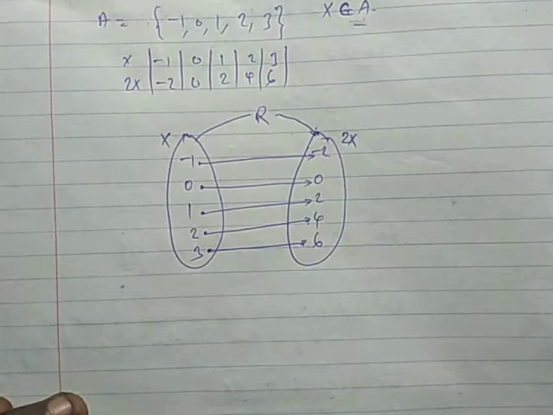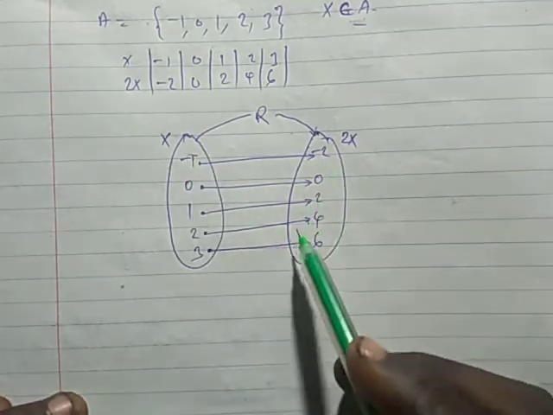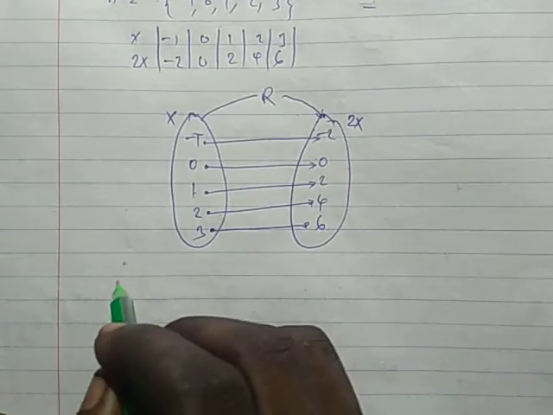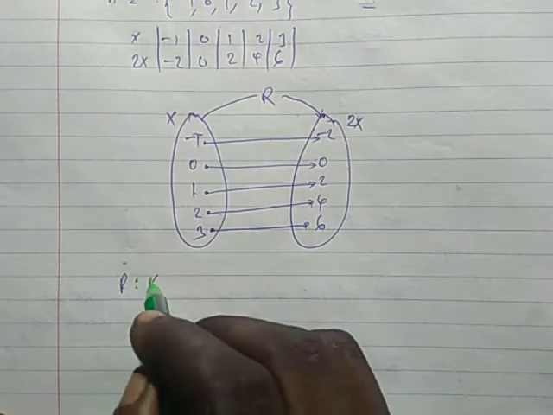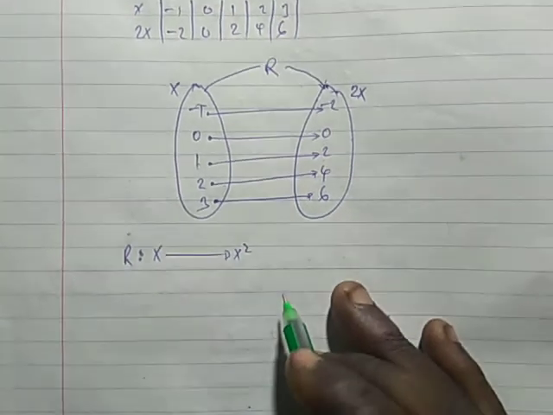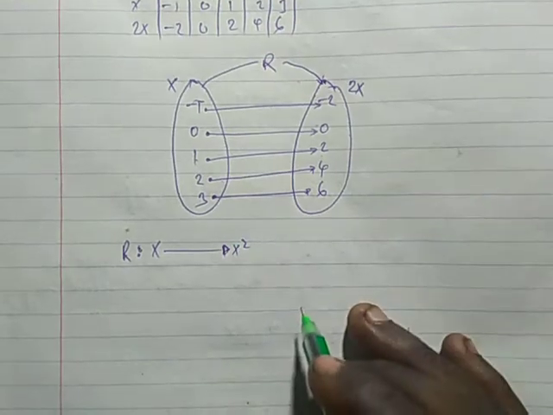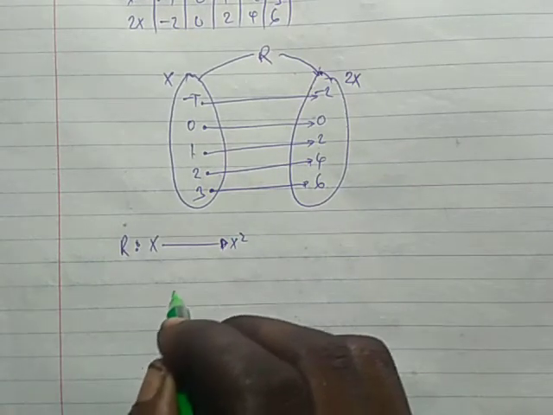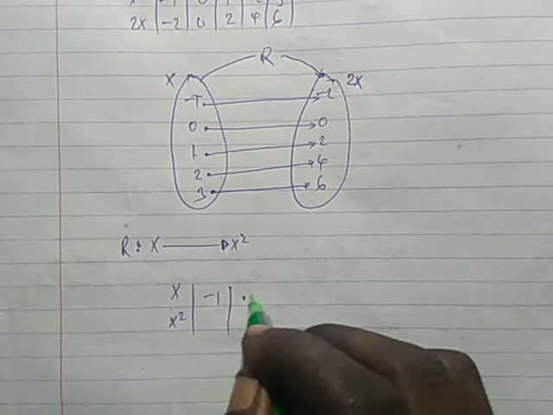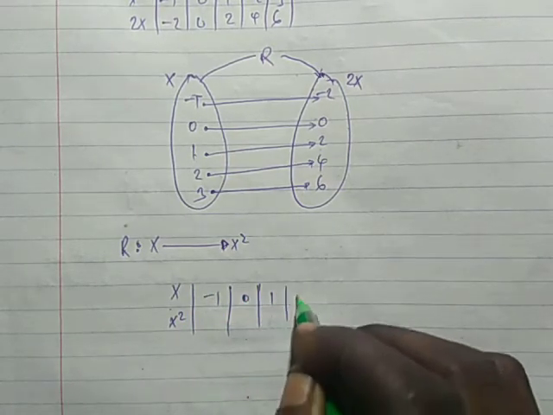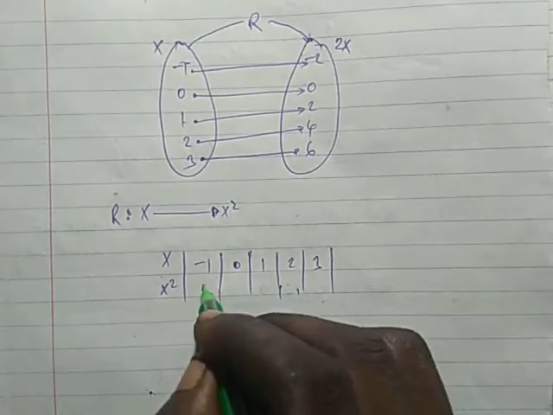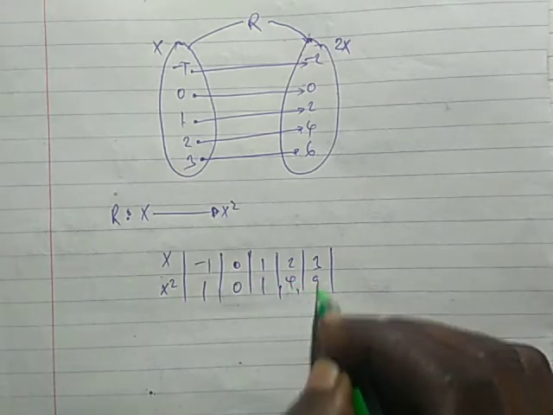Na kama tungeambiwa tuandike ordered pairs, basi ingekuwa (-1, -2), (0, 0), (1, 2). Hizo ni ordered pairs. But for the second case, R whereby x is mapped into x square, kwa maana yake from here tutasema kwamba tutakuwa na value ya x na tutakuwa na value ya x square. So -1, 0, then 1, then 2, 3. So from here tutakuwa na value ya 1, 0, 1, 4 and 9.